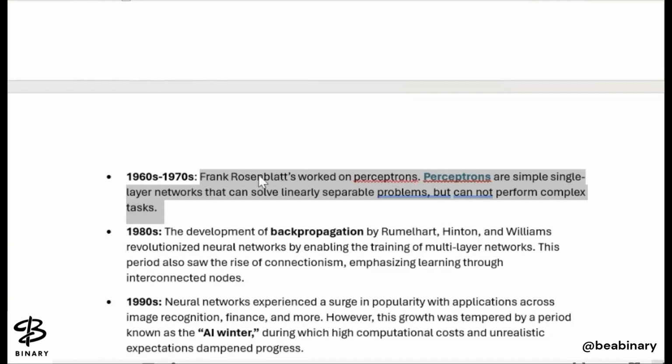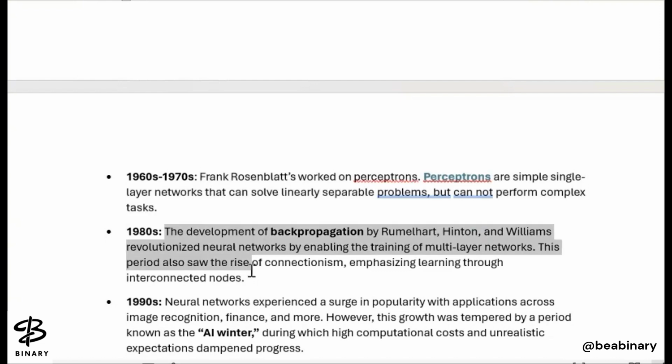Then, in the 1980s, the development of backpropagation by Rumelhart, Hinton, and Williams revolutionized neural networks by enabling the training of multi-layer networks, and this period also saw the rise of connectionism, emphasizing learning through interconnected nodes.